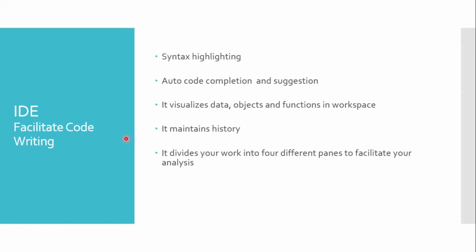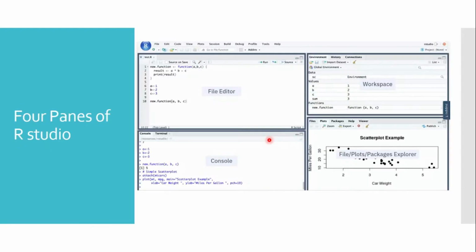Suppose you have done some analysis and you want to know what type of analysis, what steps you have followed. It maintains the entire history. And it divides your work into 4 panes to facilitate your analysis. If you install the R software, it's very difficult to work with that R software, but RStudio is much easier.